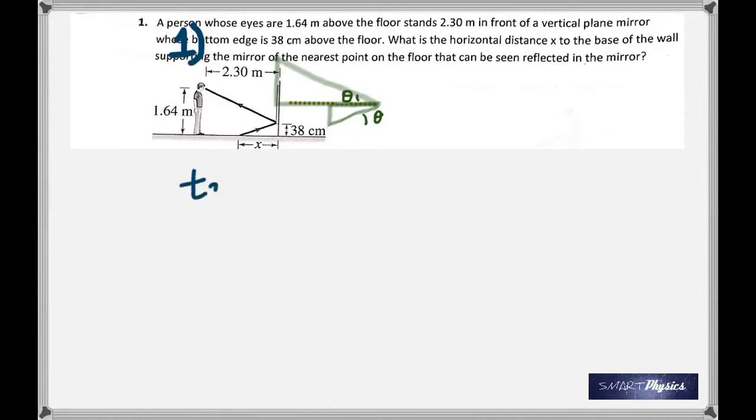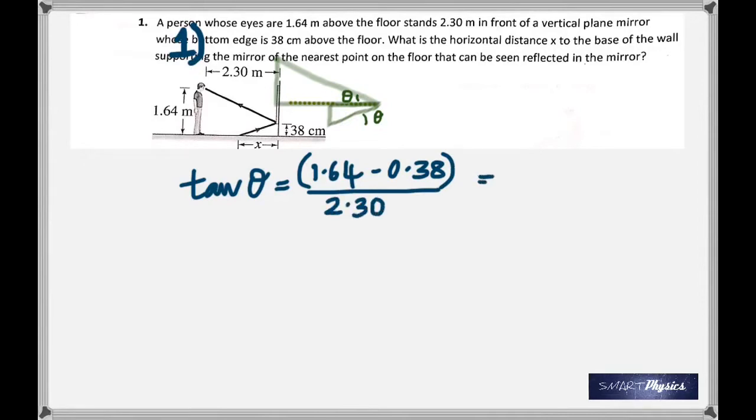Now, when you look at this problem, you see that tan theta is (1.64 minus 0.38) divided by 2.30. How do you get that? Because tan theta, as you can see from the diagram that I've shown, is 1.64 minus 0.38, which is here, divided by 2.30. So this little triangle here, as I've shown here, gives you that.